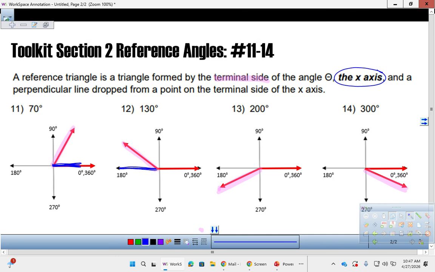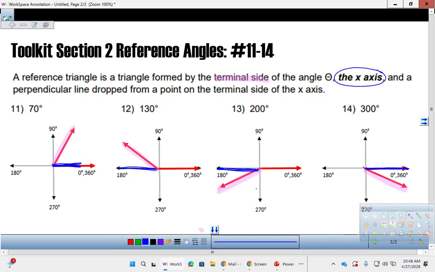Everybody okay so far? So if I'm in quadrant 3, like this one is, I need to use the x-axis on the quadrant 3 side. This initial side is on the quadrant 1 and 4 side, so I'm not going to use that. The x-axis I'm going to use is the quadrant 3 x-axis. And then finally, if I'm in quadrant 4, then I'm going to use the x-axis on this side. So the key is you're using the x-axis to create this triangle, and it's got to be the x-axis on the side of the ending angle, not the starting one.